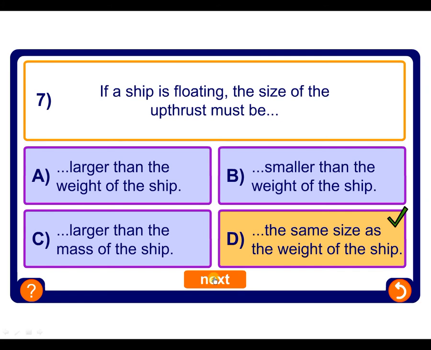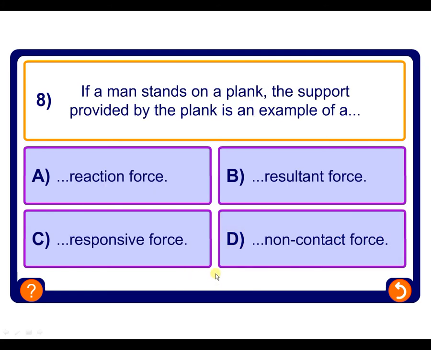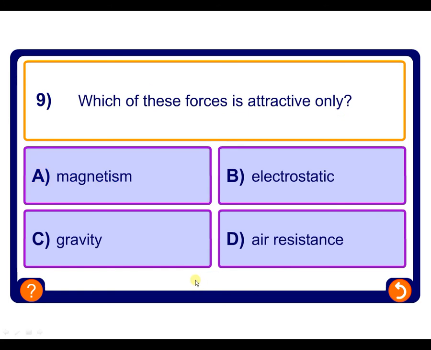It's balanced and floating. If a man stands on a plank, the support provided by the plank is an example of, is it a resultant force? Non-contact force. That's an interesting one. Responsive force. We've not mentioned that one yet. It's a reaction force. Which of these four forces is only attractive? Magnetism, you have similar poles repelling, so it can't be magnetism. Air resistance, that's a funny one. Gravity always pulls you towards the center of gravity.